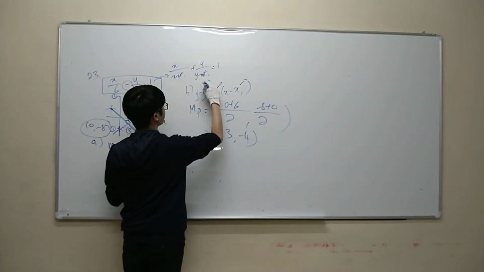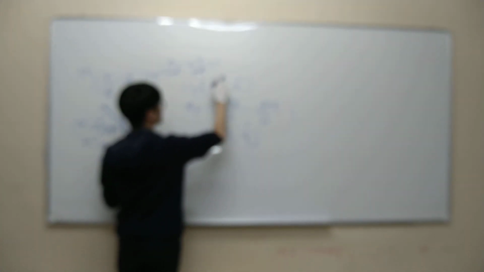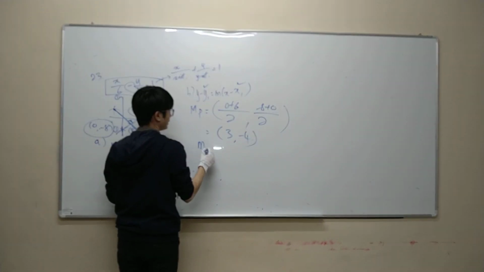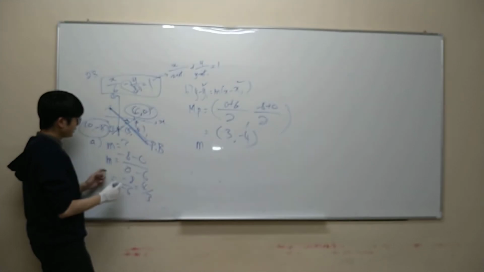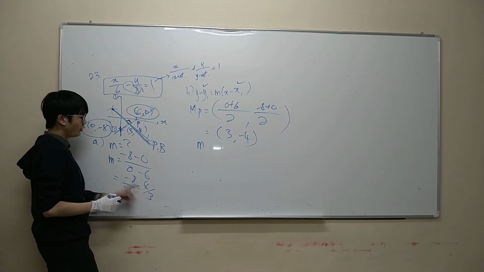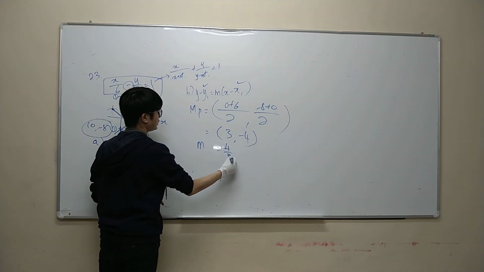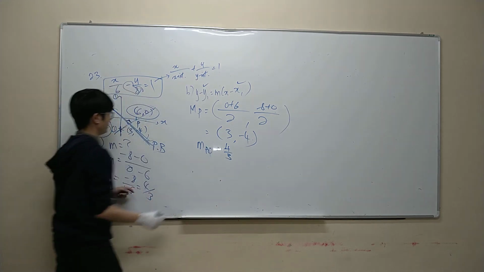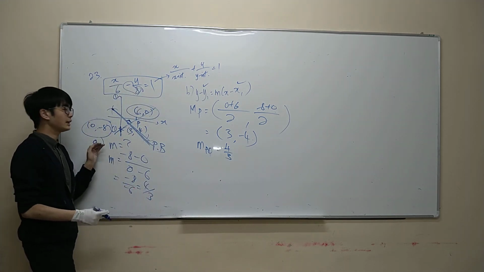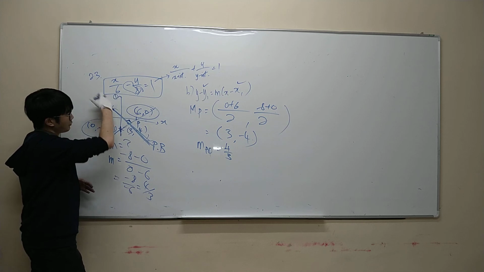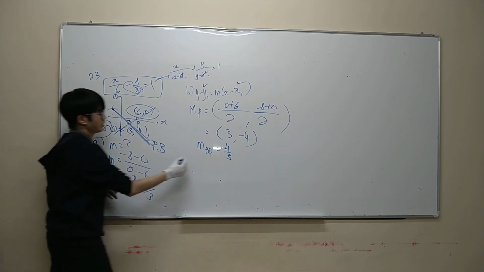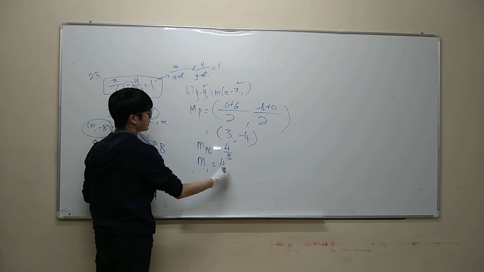Now you already have this and this. Now you just need the gradient. And how to find the gradient? The gradient of PQ is 4 over 3, right? PQ gradient is 4 over 3, but I don't want the gradient of PQ. I want the gradient of the perpendicular bisector of PQ. It means M1 is 4 over 3, so what's M2?